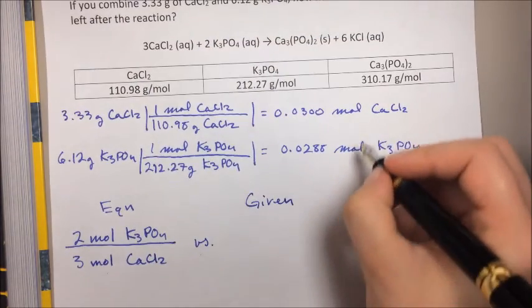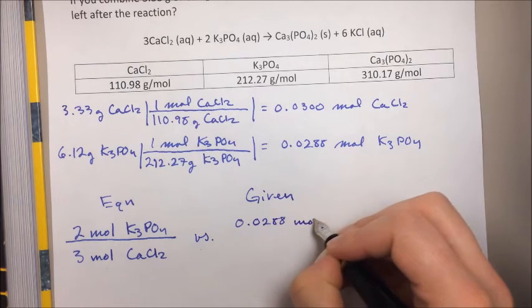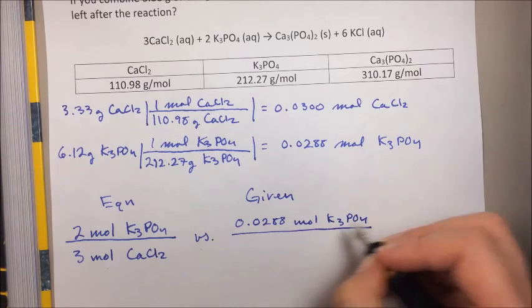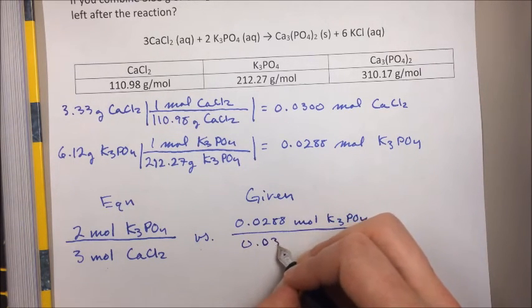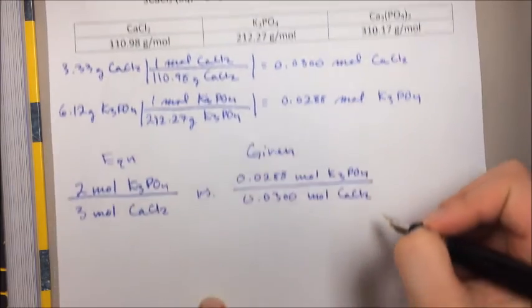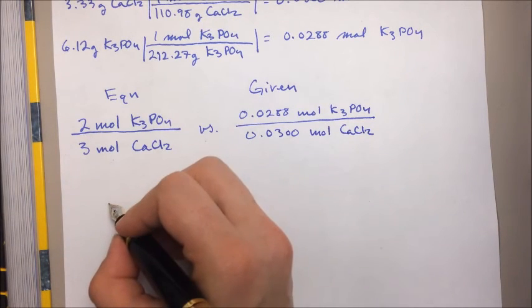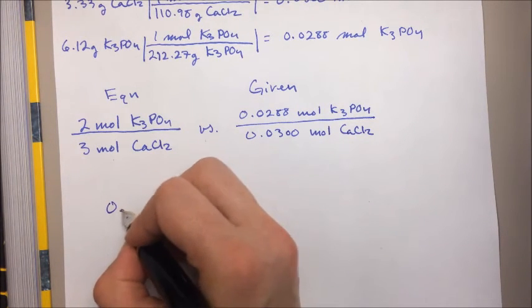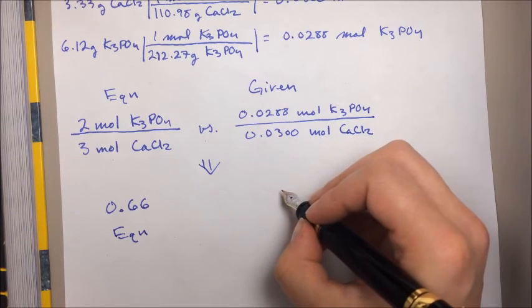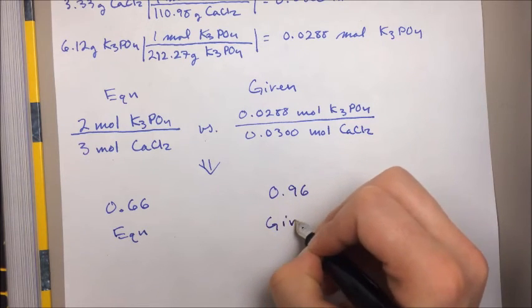In this case, we've got the 0.0288 moles of potassium phosphate over the 0.0300 moles of the calcium chloride. Now we're going to just crunch those down into digits, so that we get 0.66 equation versus 0.96 given.